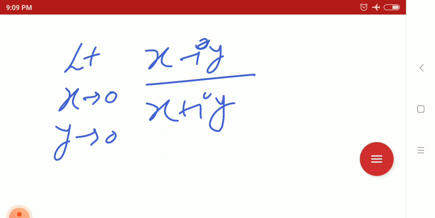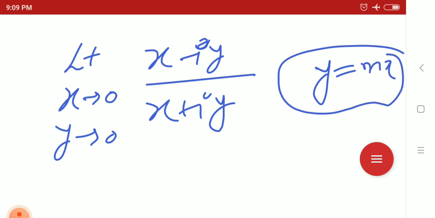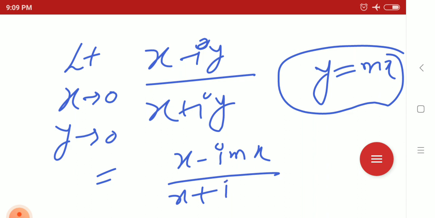Now in the xy plane, what do we know? We know that y and x are related by the straight line equation y equals mx. So if we put y equals mx here, we get x minus iota mx divided by x plus iota mx. Now the limit is only x tends to 0, because y is replaced by mx.